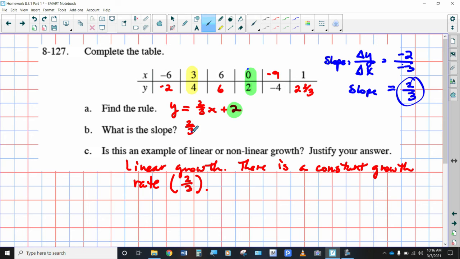The slope is 2/3. So is this an example of linear or nonlinear growth? This, because it's y equals mx plus b, is linear growth, and there is a constant growth rate. Every time x increases by 3, y increases by 2. That's what this growth rate is right there.